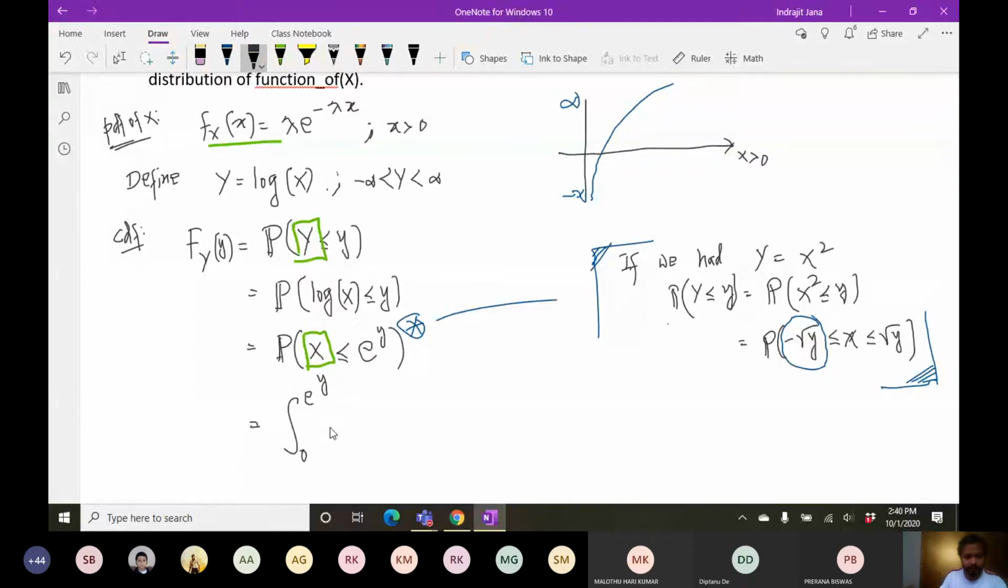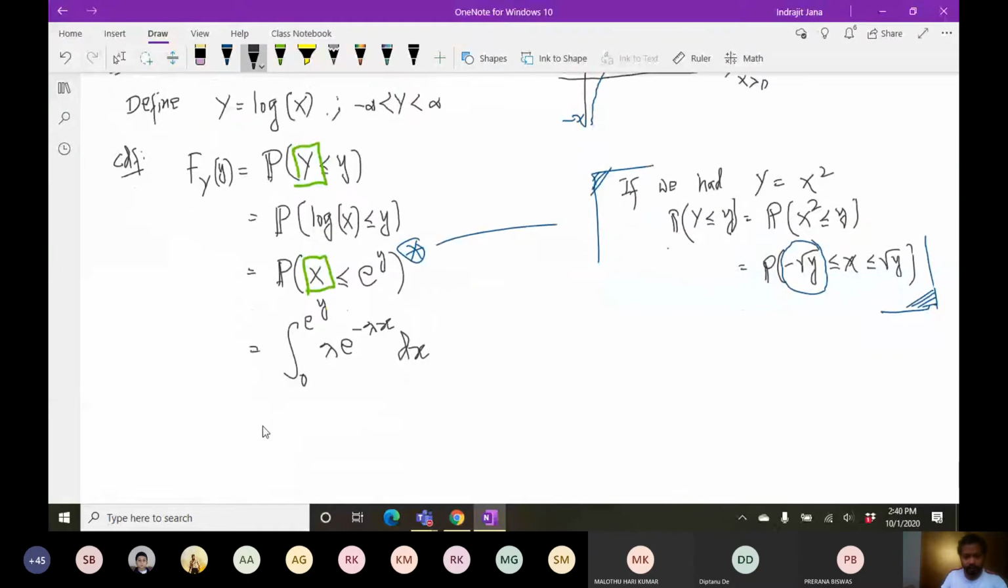So you integrate the PDF of x, which is lambda e to the power negative lambda x dx, right? And integration is from 0 to e to the power y. Why is it from 0 to e to the power y? Because the PDF of x starts from 0 only. It doesn't start from negative infinity.